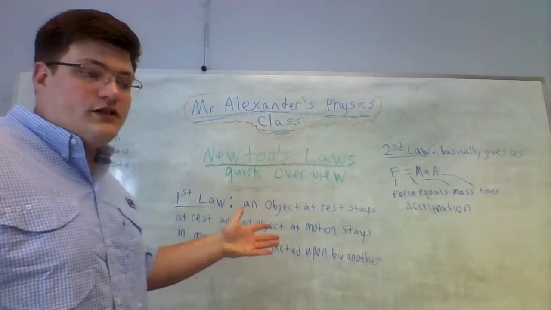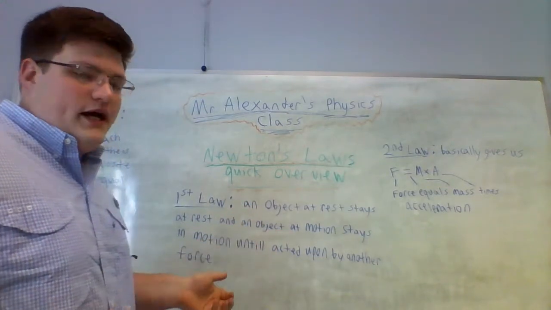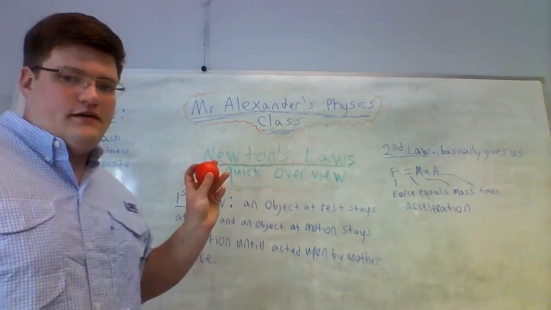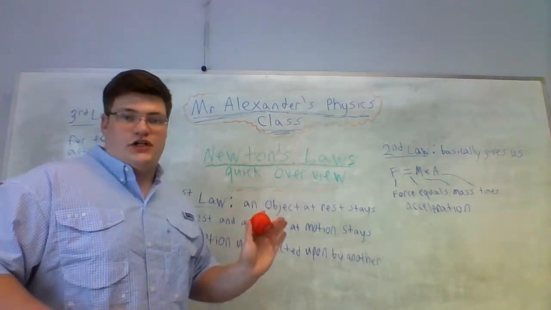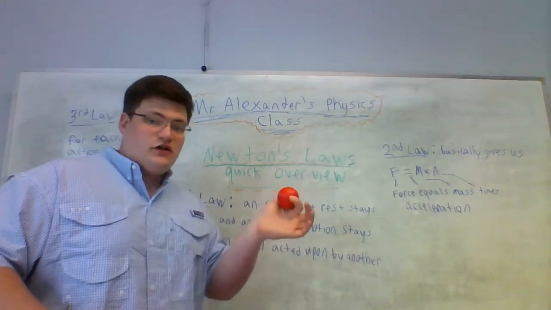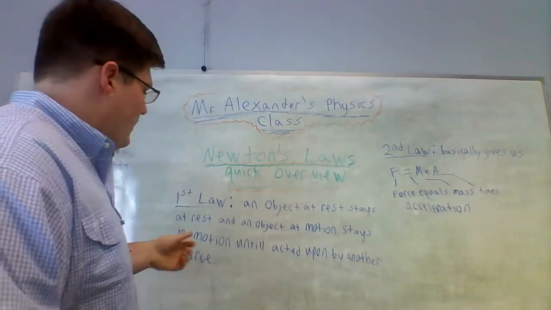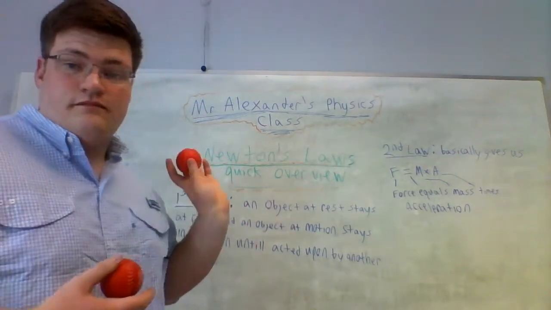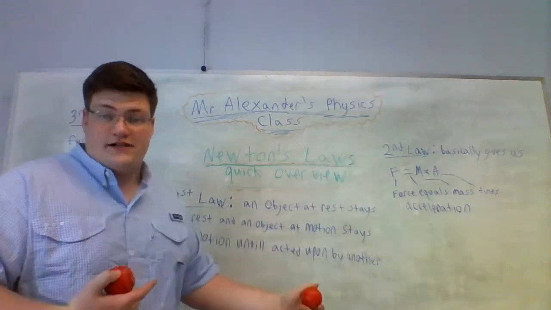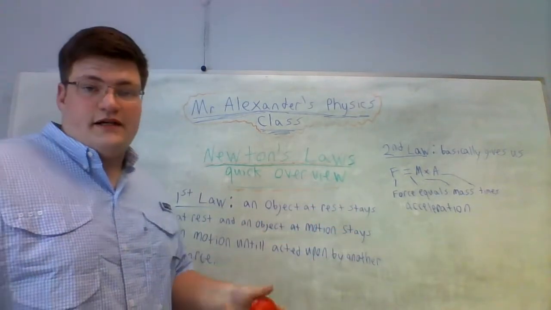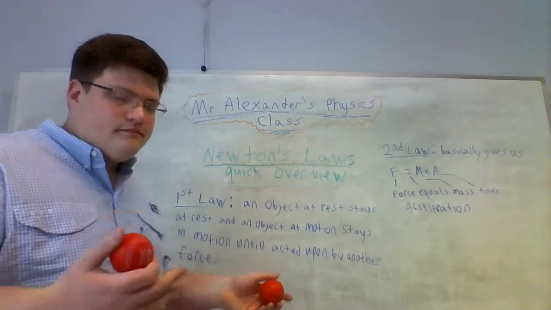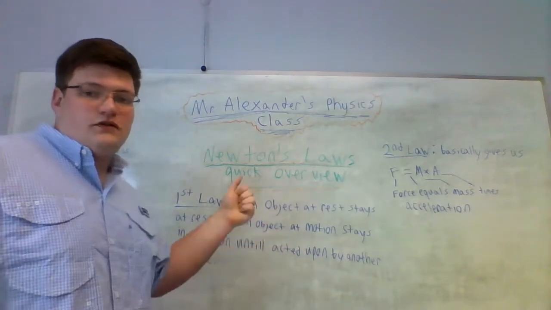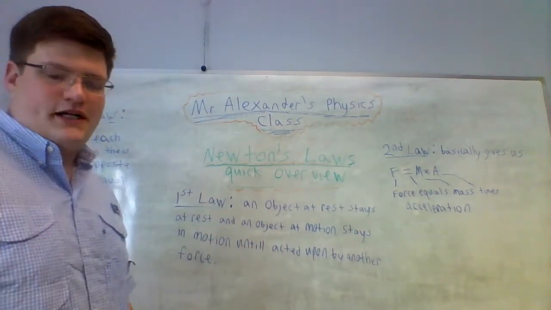What does rest exactly mean? Rest is defined as the object just staying put, not having any force acting upon it, and it having no acceleration and no velocity. The velocity being zero, so it's sitting perfectly still. An object in motion, the velocity is going to be a number greater than zero, or it can even be negative if the object's moving backwards. And then it's saying that they're going to stay moving or stay sitting until something else acts upon it.